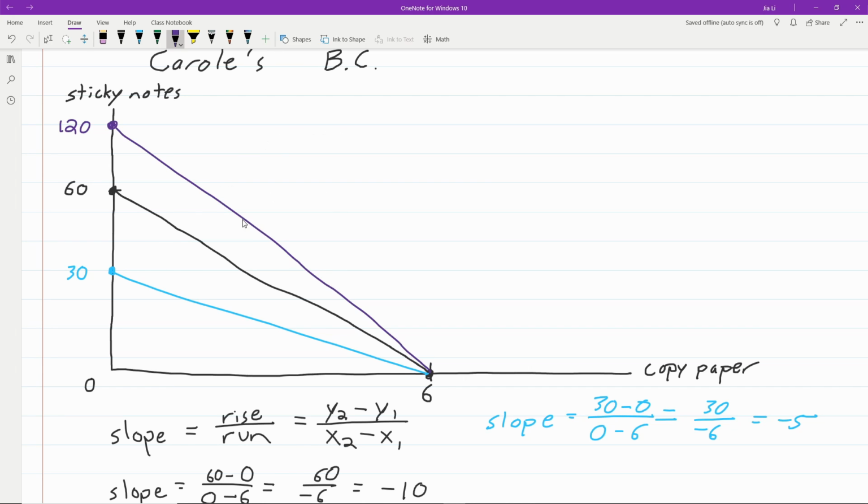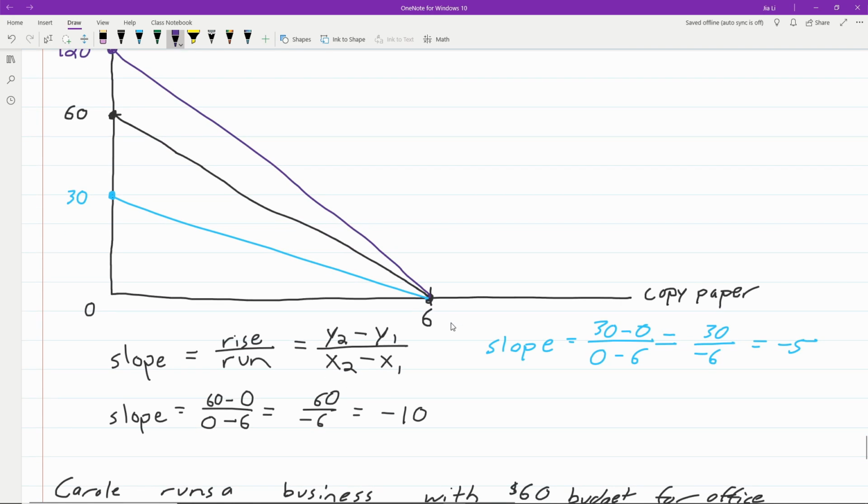So as we can see here, the slope of this line is going to be different compared to these other 2 lines, the black and blue lines. And to prove that, let's do the same thing. The slope here should be 120 minus 0 divided by 0 minus 6. So that should be 120 divided by minus 6. That, of course, should end up being a slope of minus 20.